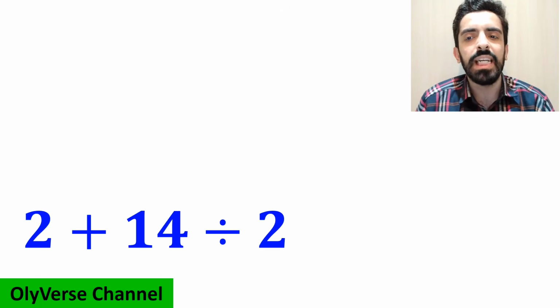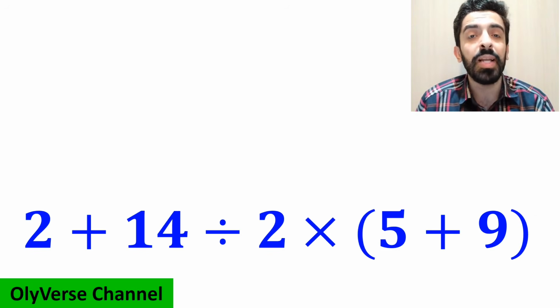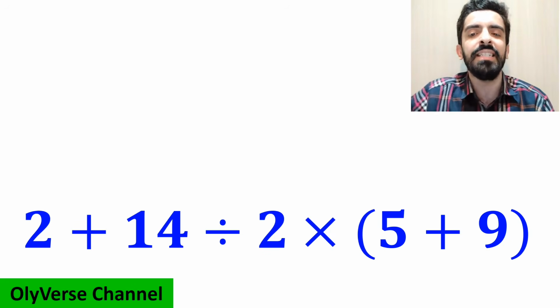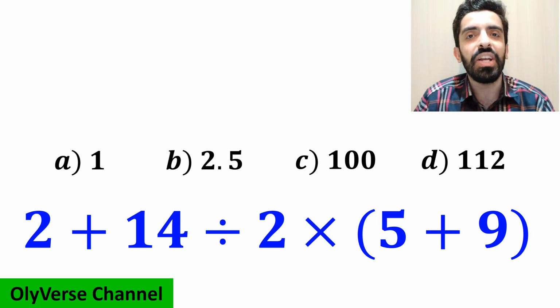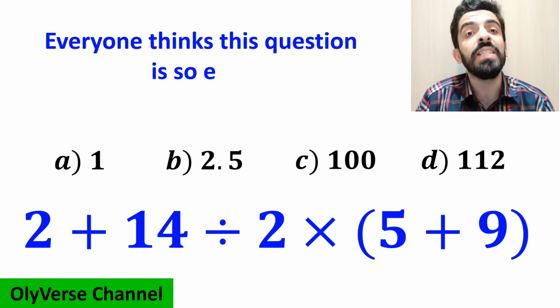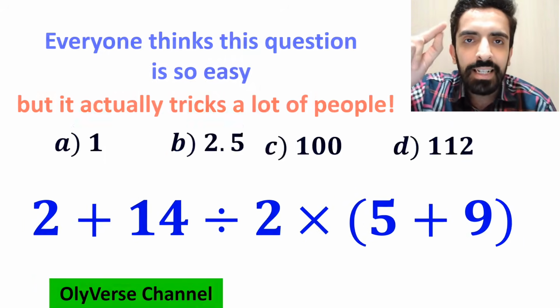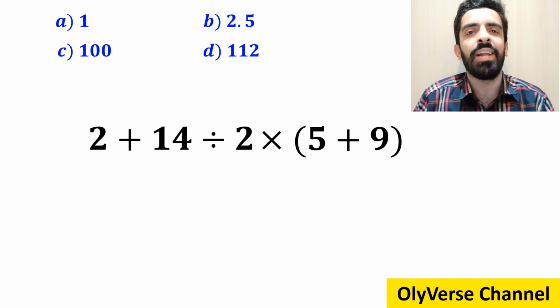What is the value of the expression 2 plus 14 divided by 2 multiplied by open parenthesis 5 plus 9 close parenthesis? Which option do you think is the correct answer to this question? Everyone thinks this question is so easy, but it actually tricks a lot of people. Let's take a closer look and solve it together.